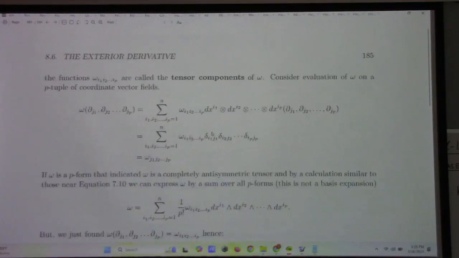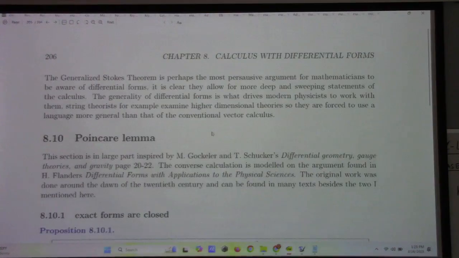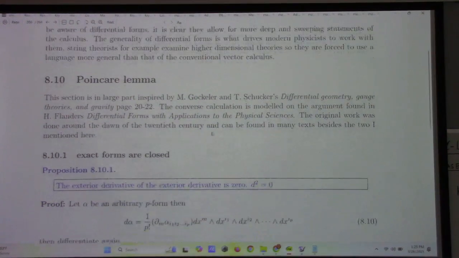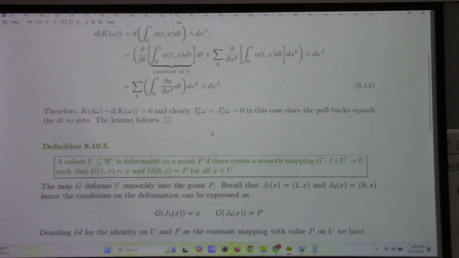I will eventually get to it, guys. This is 8:11. It stopped working.